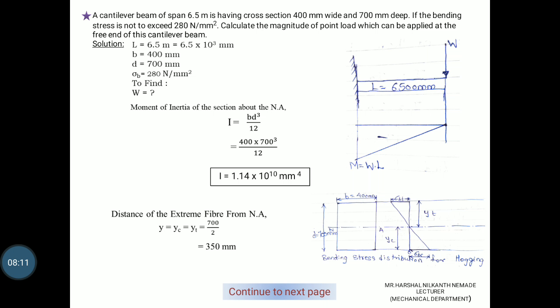And calculate the magnitude, they have said. So W is equal to how much? Moment of inertia of a section, I is equal to BD cube by 12. Substitute value, I will get I value is 1.14 multiplied by 10 raised to 10 mm raised to 4. Distance of the extreme fiber from the neutral axis, y is equal to yc is equal to yt is equal to 700 divided by 2, I will get 350 mm.